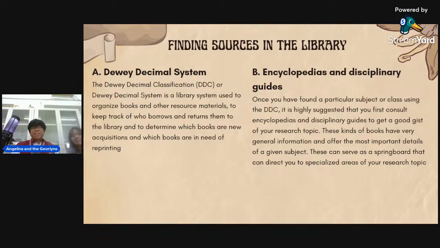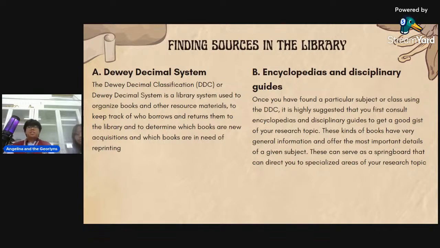Encyclopedias and disciplinary guides. Once you have found a particular subject or class using DDC, it is highly suggested that you first consult encyclopedias and disciplinary guides to get a good gist of your research topic. These kinds of books have general information and offer the most important details of a subject.